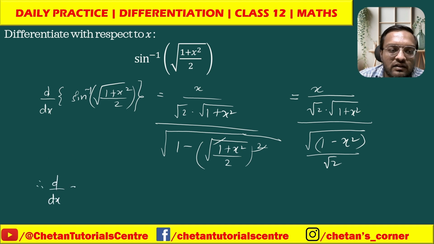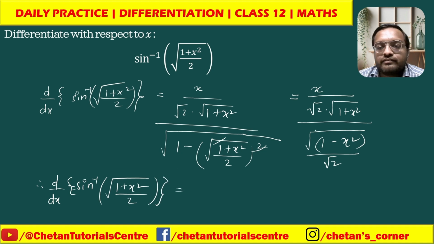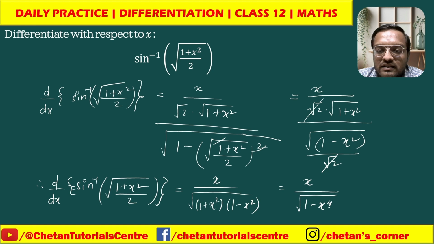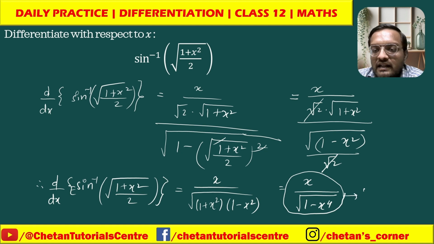Therefore d by dx sine inverse of under root of (1 plus x square) divided by 2 is, here you can see that this root 2 and root 2 will get cancelled. So what I will be left with? X divided by under root of (1 plus x square) into (1 minus x square). Now here I will use the a plus b and a minus b formula. Then what I will get? X upon under root of 1 minus x raised to 4. As we cannot simplify this further, this is our final answer.